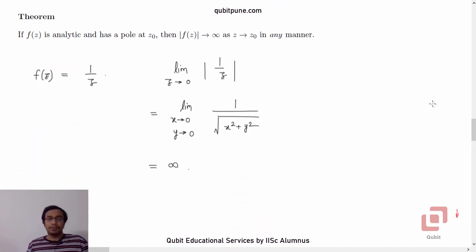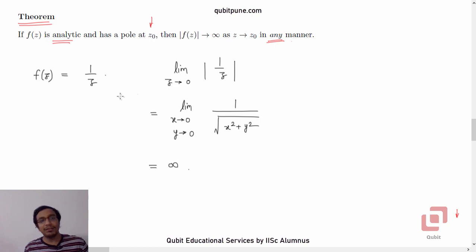Now we are going to see two theorems. Picard's theorem will follow. Let's first read the statement and try to understand what it is saying. This theorem says, if the function f of z is analytic and has a pole at z0, meaning at this point it is not analytic and this is an isolated singularity, then the modulus of f of z tends to infinity as z tends to z0 in any manner. So irrespective of the path chosen on the complex plane, as you approach z0, the modulus of the function will always approach infinity.